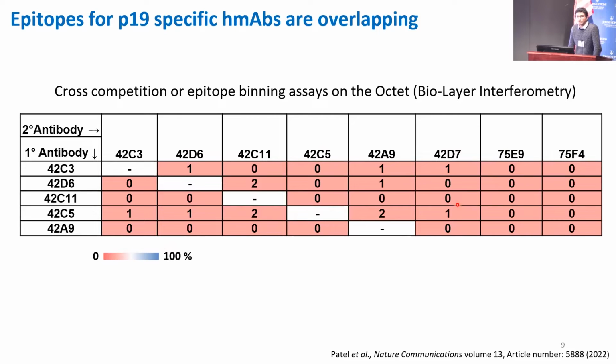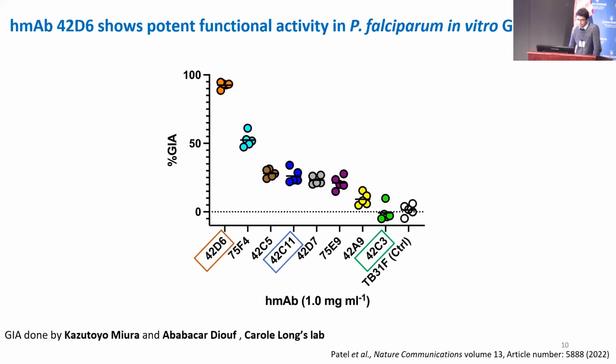At this stage, I thought it would be interesting to evaluate these mAbs for neutralizing potential. So we performed a growth inhibition assay for that. The growth inhibition assay was done by Kazuto and Abubakar from Carol Long's lab. Surprisingly, out of 8, 1 mAb showed potent neutralizing activity, around 93%.